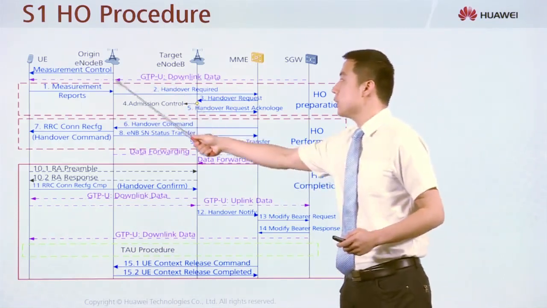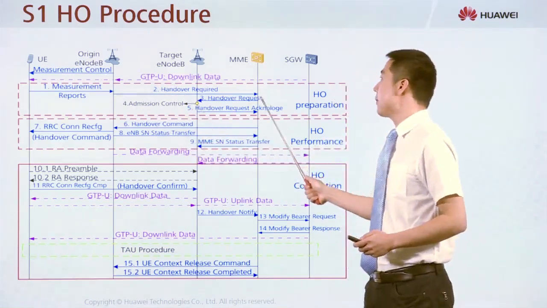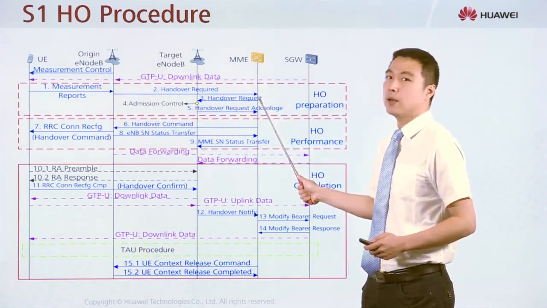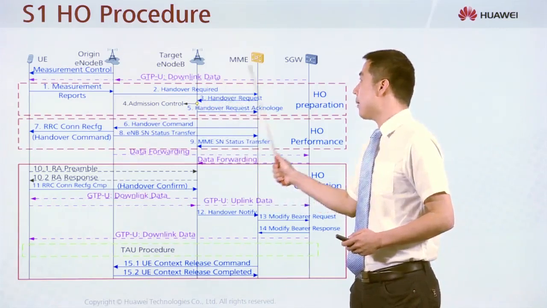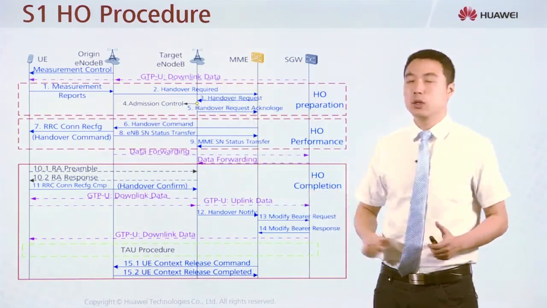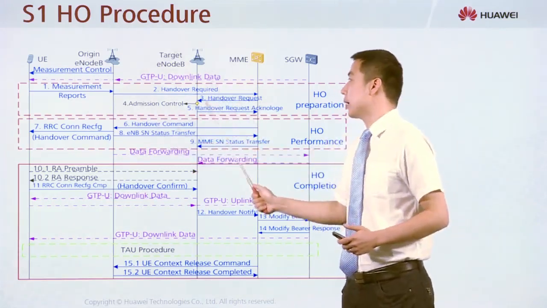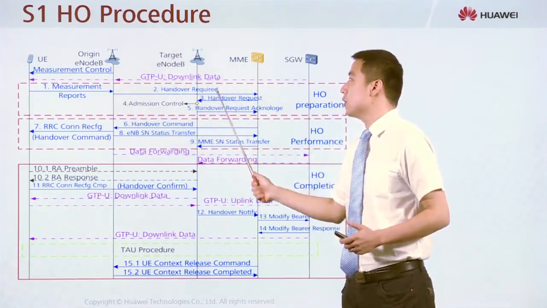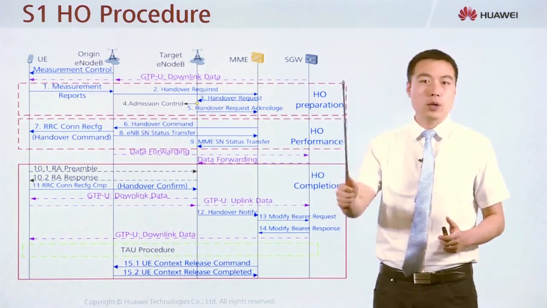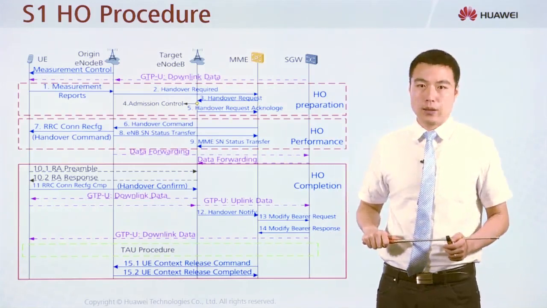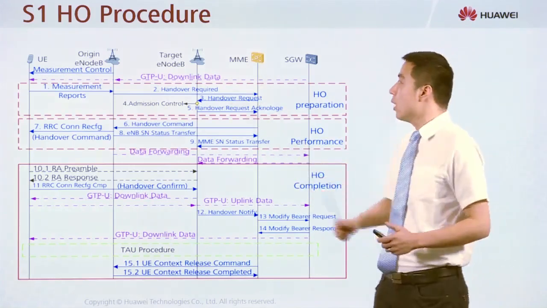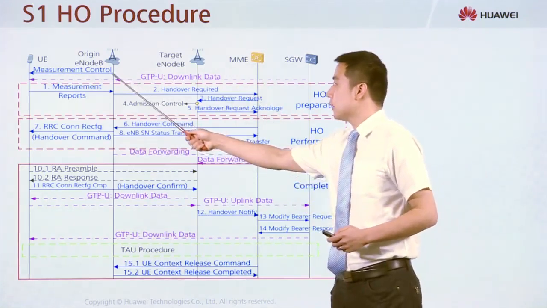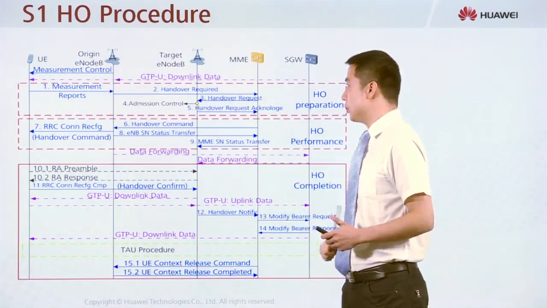First, the source eNodeB sends the message to the MME. Then the MME forwards the message to the target eNodeB. The MME here is just like a bridge between the source eNodeB and the target eNodeB. If they want to send any message to each other, they must use the help of the MME. The signaling is almost the same as X2 handover.